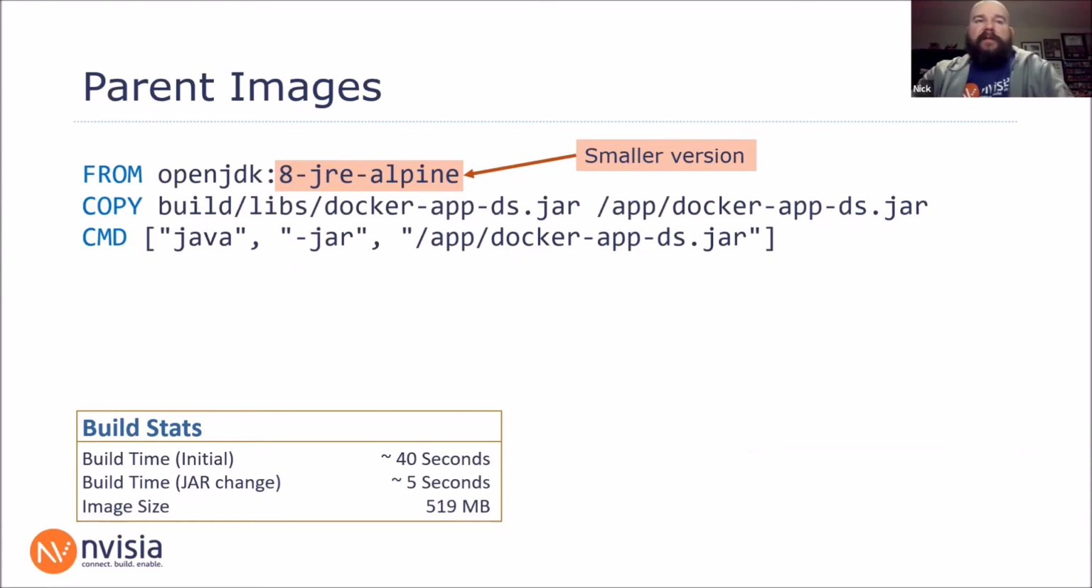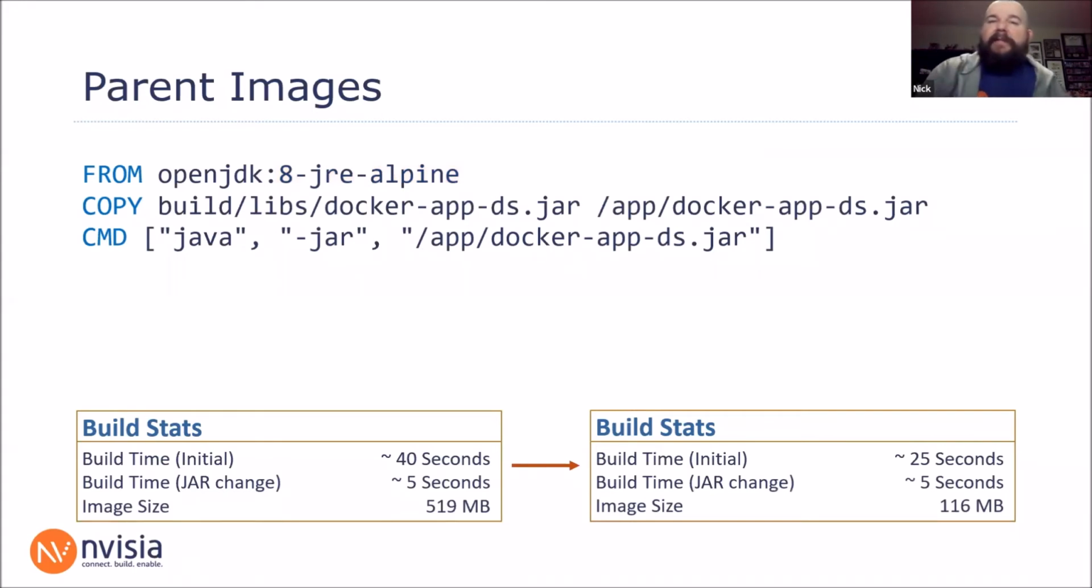So we're going to change our version. We're going to stay on version 8, but we're only going to get the JRE version of it, and we're going to use Alpine Linux. So we're going to switch to that tag. That drops our build time to 25 seconds initially, 5 seconds for a jar change, and then it drops our image size down to 116 meg. So this is about the smallest that we can get this application to be without trying to reinvent the wheel and go even beyond that.